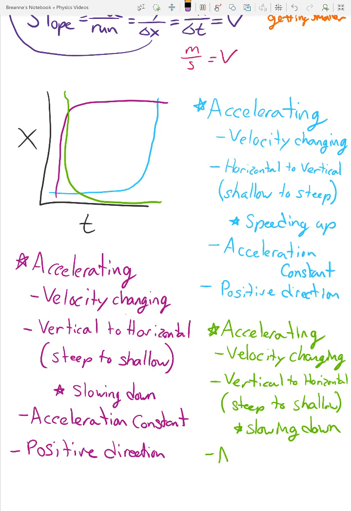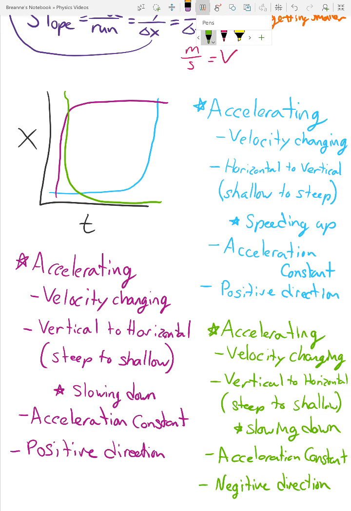Our acceleration is always constant. That does not change for a curve. It'll either be 0 or constant. That's your two choices for acceleration. But our direction's different. We're going from top to bottom. Our numbers are getting smaller, so we're moving in the negative direction.